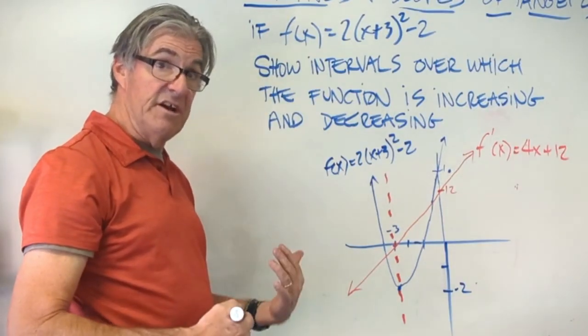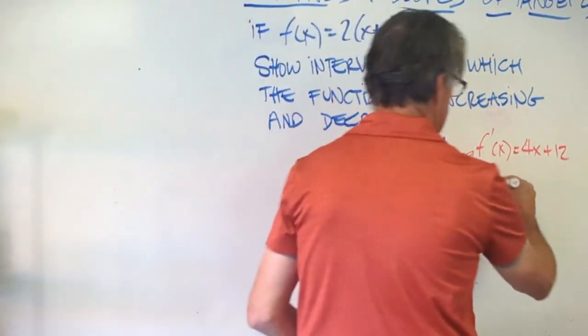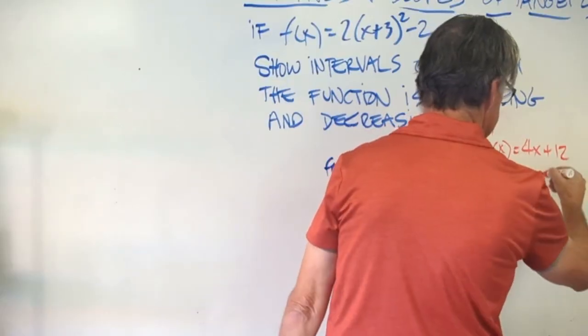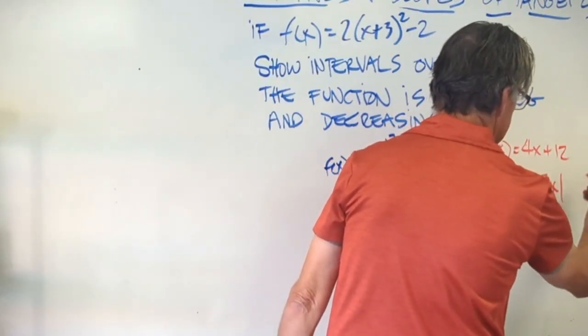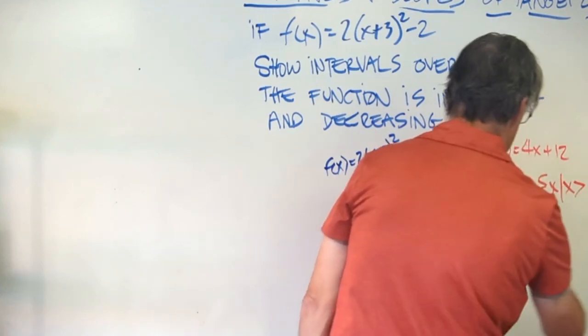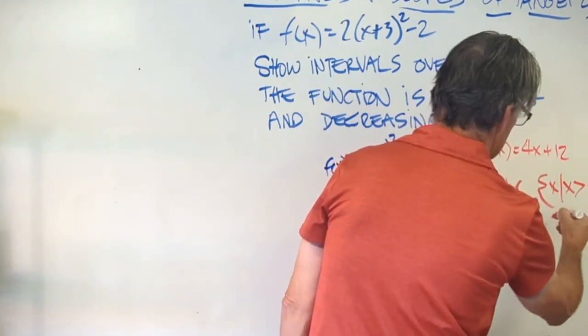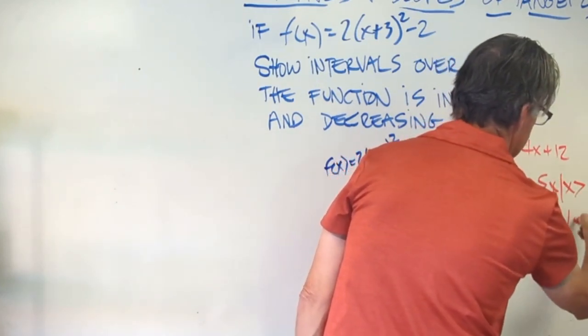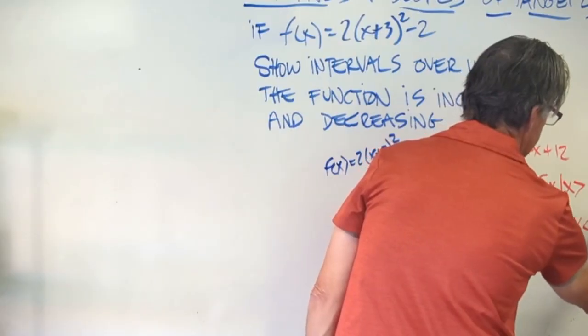So we can write the intervals like so. Increasing would be the set of all x such that x is greater than -3, and decreasing would be the set of all x such that x is less than -3.